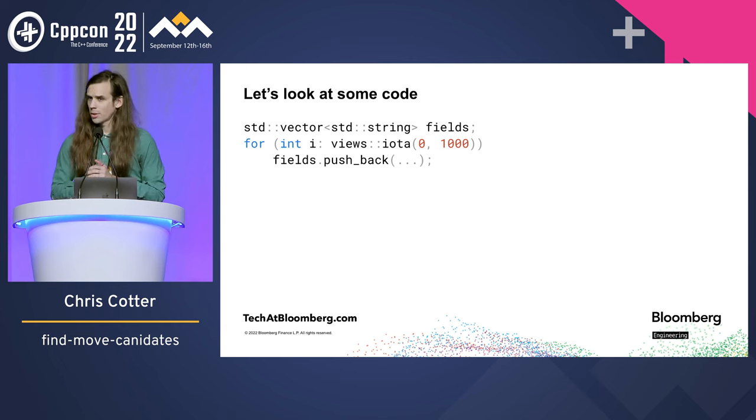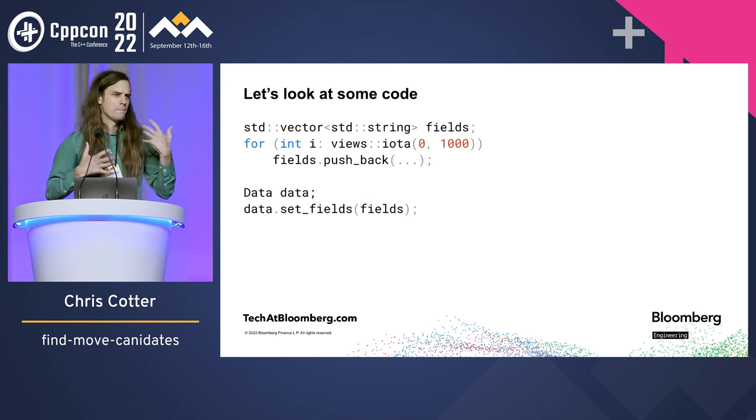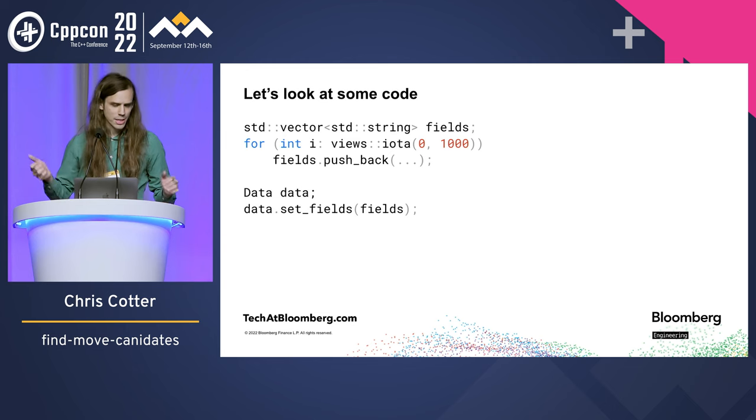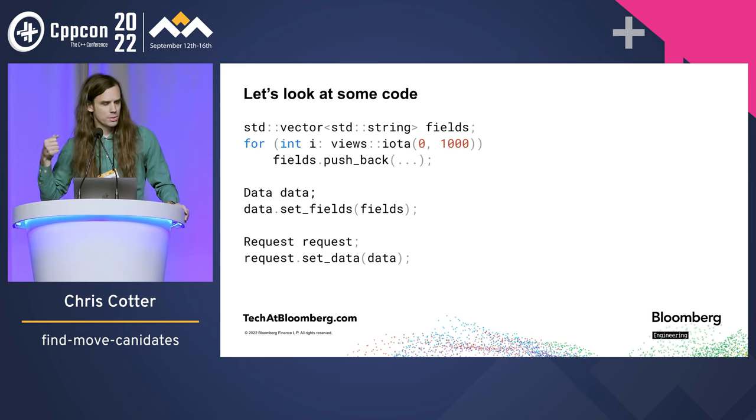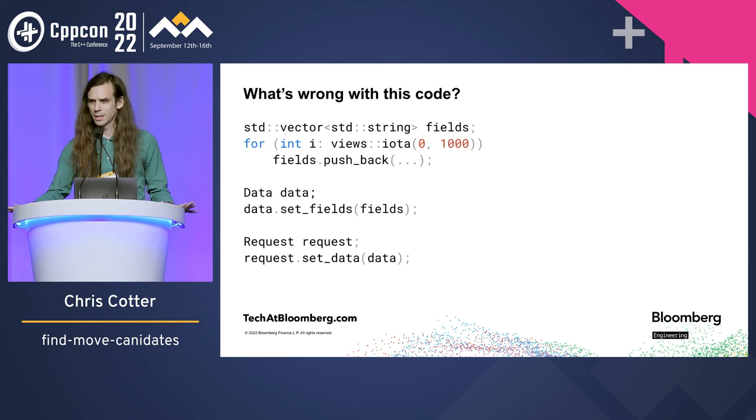So let's look at some code. It's contrived, so let's just be okay with that. I'm going to create some vector and put 1,000 strings into it. Now, maybe I'll create some data object, and I'm going to store or copy my vector into my data object. And finally, I'll create some higher-level request object, and I'm going to set or copy the data into this request object. Can anybody guess where I'm going with this? Can anybody tell me what's wrong with this code?